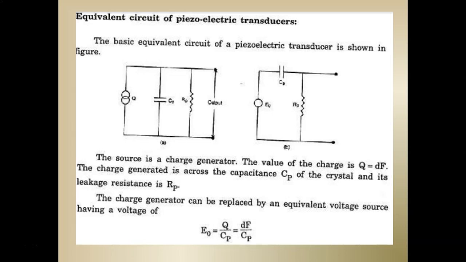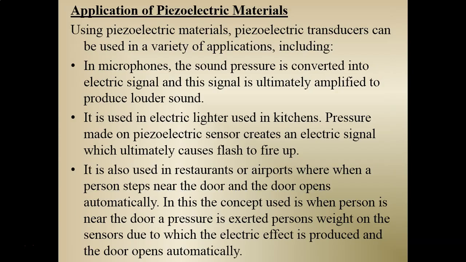The equivalent circuit of the piezoelectric transducer is shown in the figure. The source is a charge generator, and the value of the charge is Q equal to F into D. The charge generated is across the capacitance Cp of the crystal, and its leak resistance is given as Rp. The charge generator can be replaced by an equivalent voltage source having a voltage of E naught equal to Q divided by Cp. Q, as we have already seen, is F into D, so it is given as F D divided by Cp. That is what we had already seen in the previous expressions.